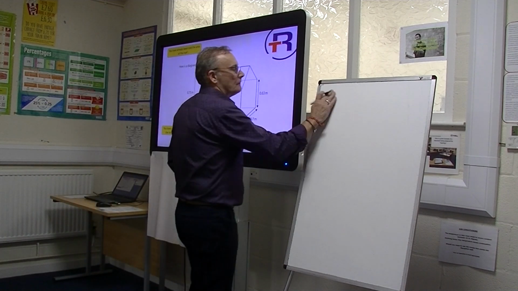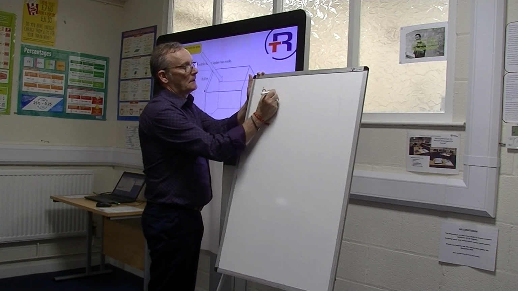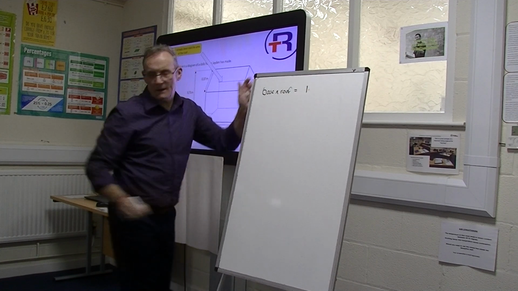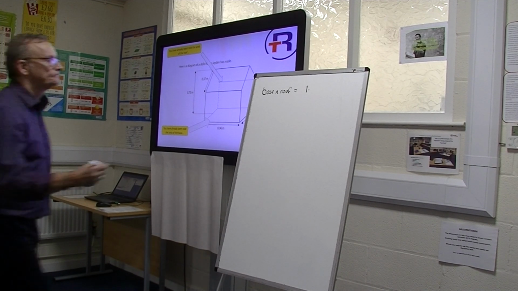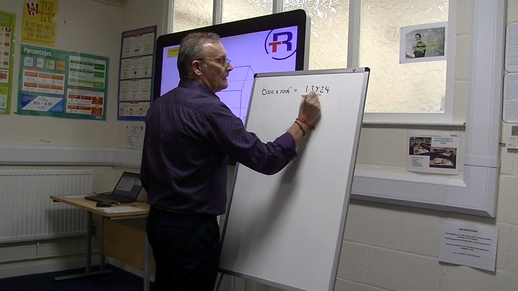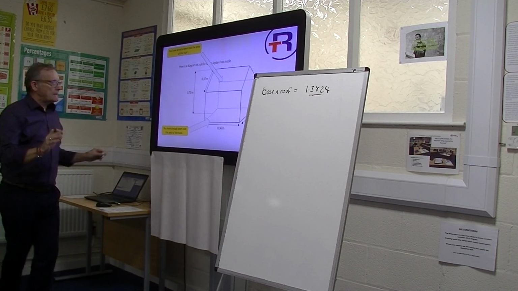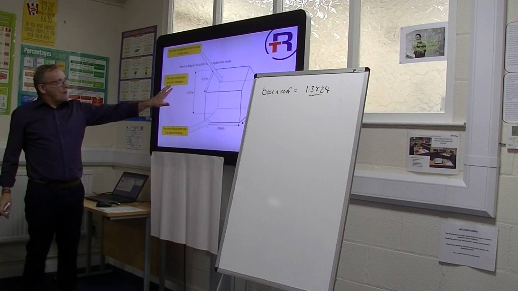So what we do now, on our paper, we write down base and roof, which was equal to, I'll have to have a quick look at the measurements because I took them off the screen, 1.3824. Little line underneath it. Why? Because I know I need to come back to that in a few minutes. So that's that done.